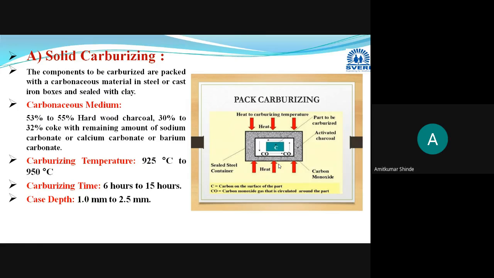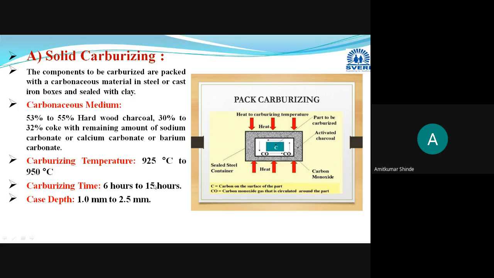That box is placed in the furnace and heated in the austenitic region. Here the austenitizing or carburizing temperature is 925 degrees Celsius to 950 degrees Celsius. In this temperature range the component is held for approximately 6 to 15 hours.